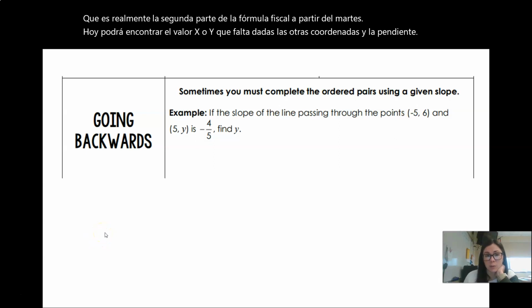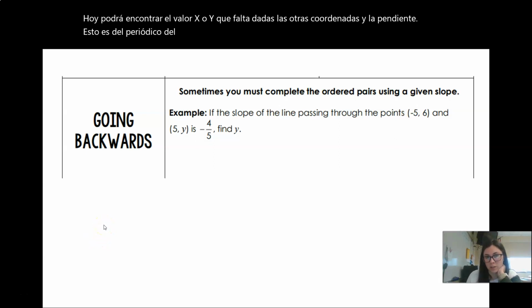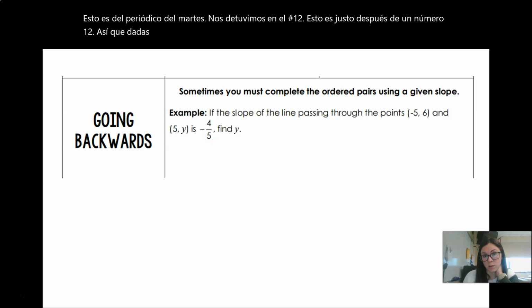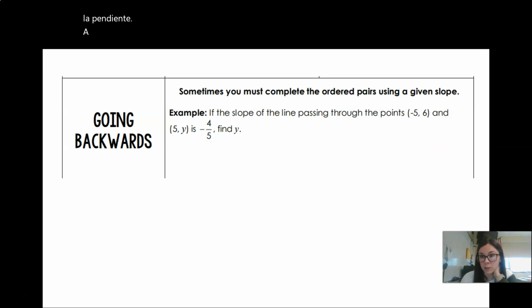This is from the paper on Tuesday. We stopped at number 12. This is right after number 12. So given two coordinates, we can use the formula for slope to calculate the slope. Sometimes you must complete the ordered pairs using a given slope, or we might call this going backwards.